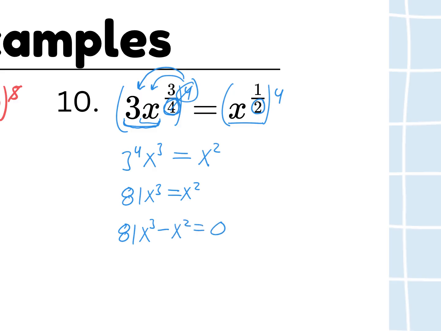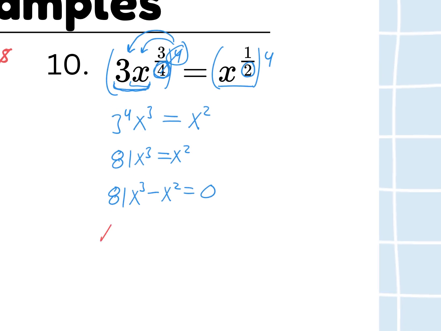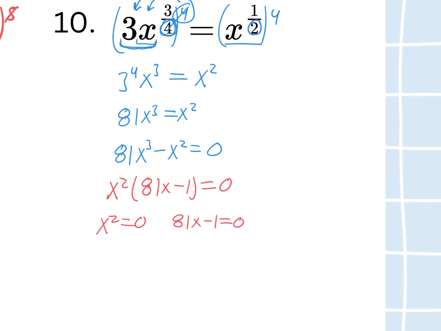equation, equals 0. All right, and then so I can take out an x squared, and I'm left with an 81x minus 1 equals 0. And then we get x squared equals 0, and 81x minus 1 equals 0. All right, you can square root both sides over here, and I get x equals 0 just once.